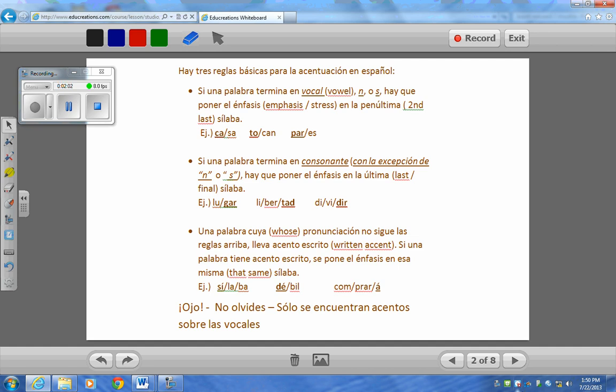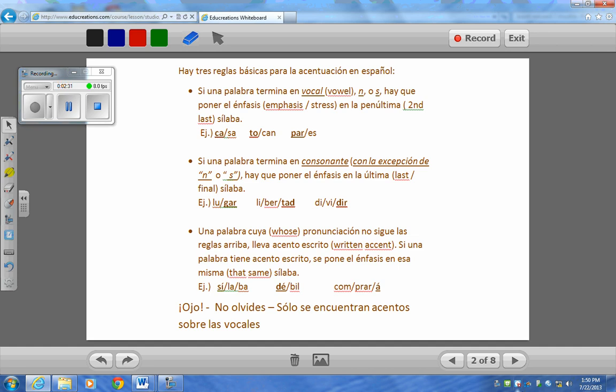Okay? Si una palabra termina en consonante, which again is a consonant, anything other than a vowel, con la excepción de NOS. Remember, N and S are part of Rule 1 with the vowels. Okay, so any other consonant at the end, we're going to put the emphasis. Hay que poner el énfasis en la última sílaba, the last syllable, the final syllable. Okay, for example, we say lugar, the word for place. We don't say lugar. How do we know that? Because it ends in a consonant other than N or S, so stress, natural stress goes on the last syllable.